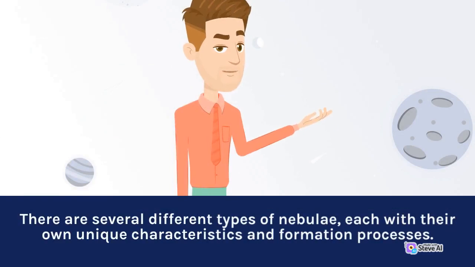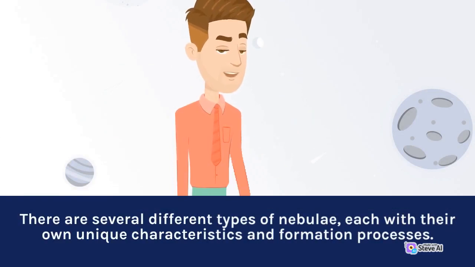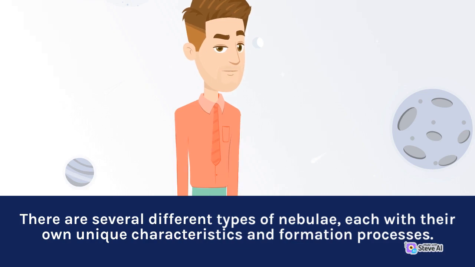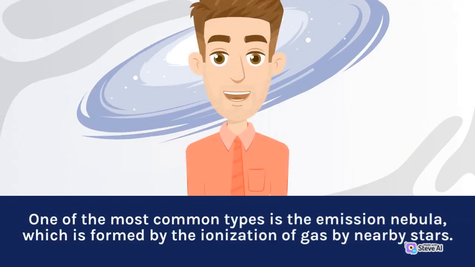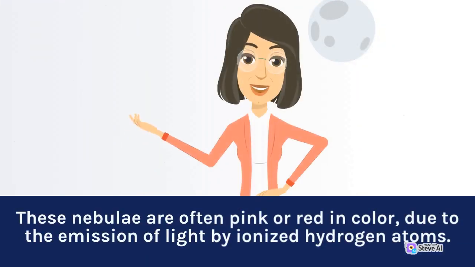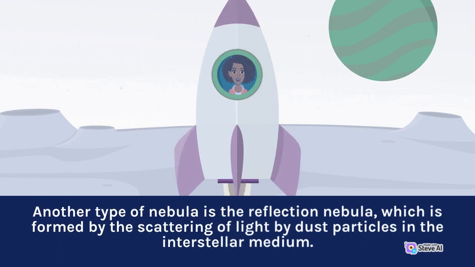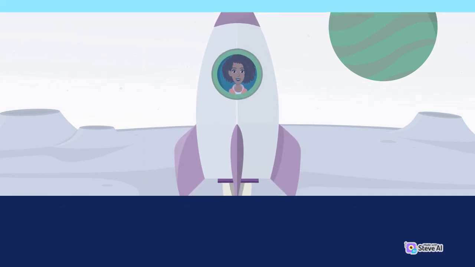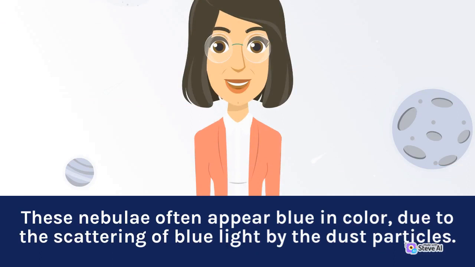There are several different types of nebulae, each with their own unique characteristics and formation processes. One of the most common types is the emission nebula, which is formed by the ionization of gas by nearby stars. These nebulae are often pink or red in color, due to the emission of light by ionized hydrogen atoms. Another type of nebula is the reflection nebula, which is formed by the scattering of light by dust particles in the interstellar medium. These nebulae often appear blue in color, due to the scattering of blue light by the dust particles.